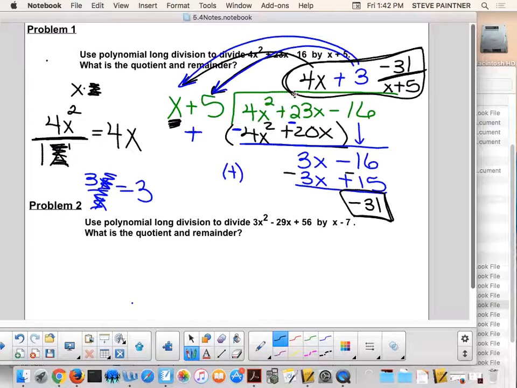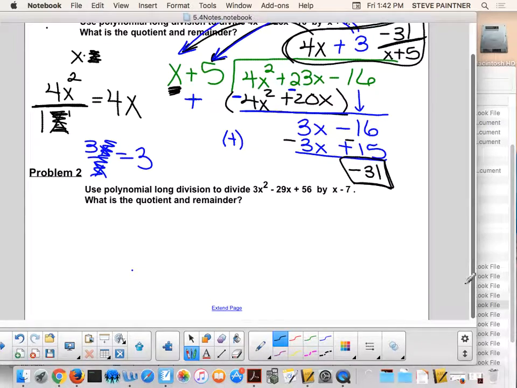Now, just a quick question. Is x plus 5 a factor of this? Yes. I thought to be a factor, it's got to go in there evenly, remainder 0. No, it's not a factor. Come on. To be a factor, your remainder has to be what? 0. Okay. Move on.